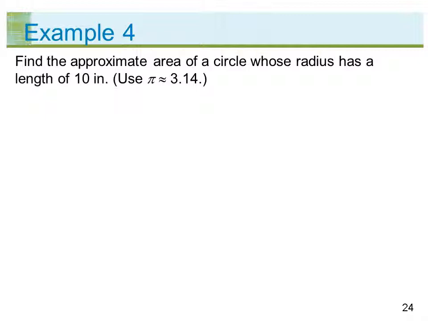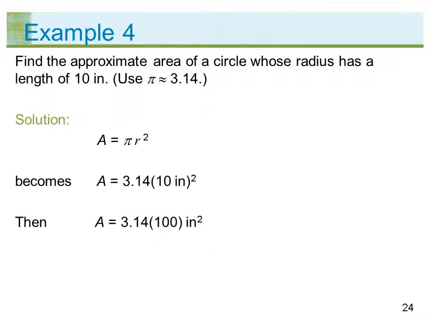Find the approximate area of a circle whose radius has a length of 10 inches. Use pi approximately equal to 3.14. Solution. Area equals pi r squared becomes area equals 3.14 times 10 inches squared. Then area equals 3.14 times 100 inches squared. Area equals 314 inches squared.